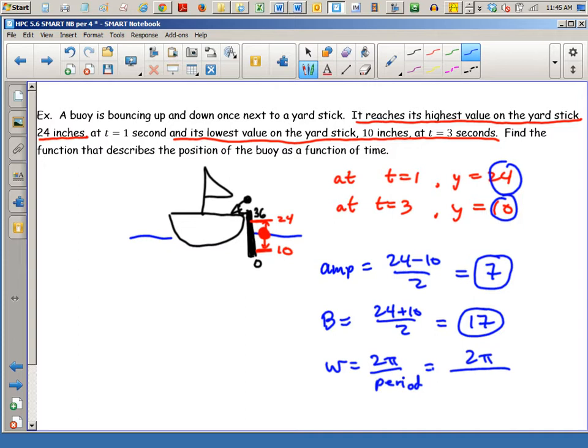It's 2 seconds to get from the top to the bottom, right? To get from 24 to 10, it's 2 seconds. So to get back to the top, it's another 2 seconds. So altogether, it takes 4 seconds for the buoy to go from the highest to the lowest and then back to the highest point. So you do have to think a little bit about your period when you're reading it. It's not stated that our omega is pi over 2, but that's exactly what it is. So we have to think about the period a little bit harder than getting the A and the B figured out.